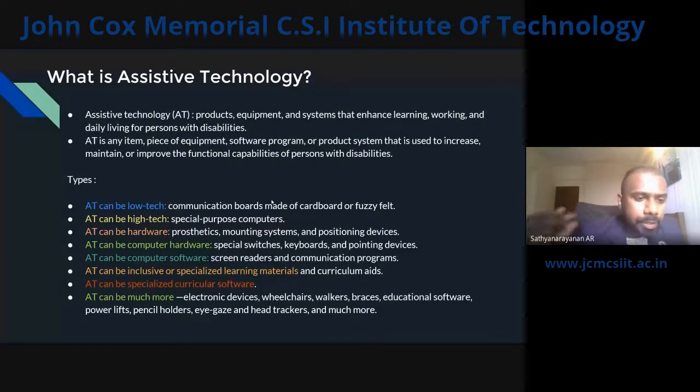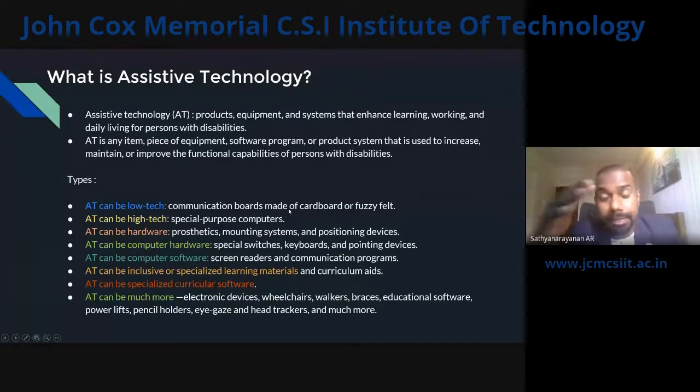Let's look at the types of assistive technology, how it is made, and how it can be classified. Here you can see assistive technology can be low tech, for example a communication board made of cardboard and fuzzy effects. We'll go through the various companies that deal with these things, and how they are taking assistive technology as a very serious business and taking it into consideration as well.